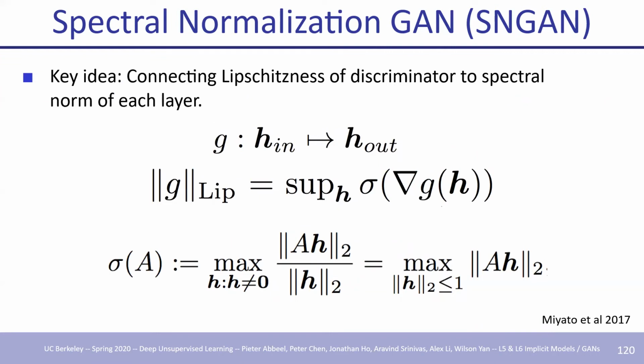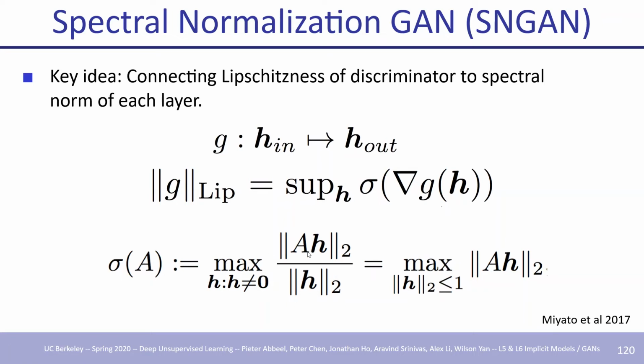Okay, so the idea here now is to connect Lipschitz to the spectral norm. So let's just first look at what a spectral norm is. A spectral norm is a norm of a matrix. So A has to be a matrix, so the capital A.